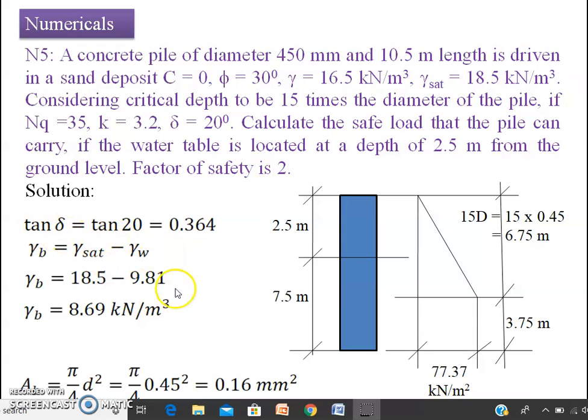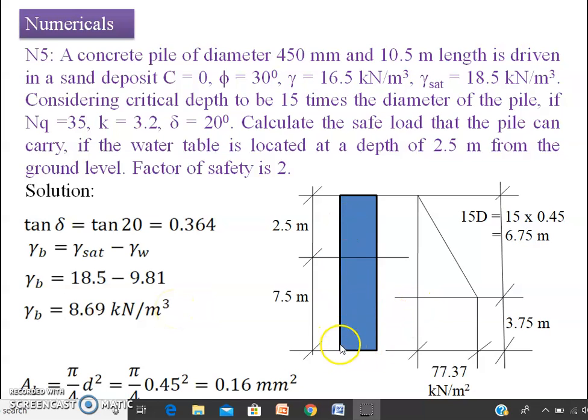Let us try to work out the solution part. For that, we will find some preliminary elements and then put them into the formulation. Tan delta, tan 20 degrees, is equal to 0.364. Gamma bulk density equals gamma sat minus gamma w. Gamma sat is given as 18.5 minus 9.81, the unit weight of water. It gives gamma bulk equal to 8.69 kilonewton per meter cube.